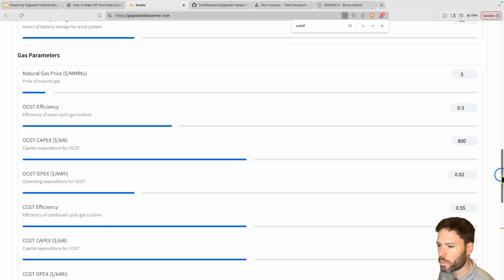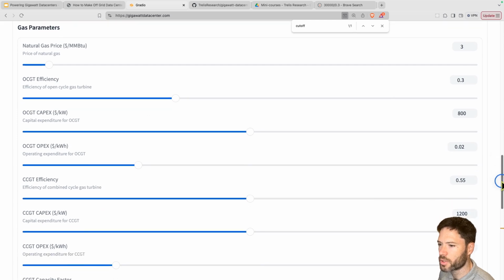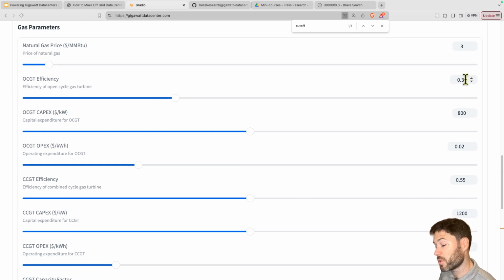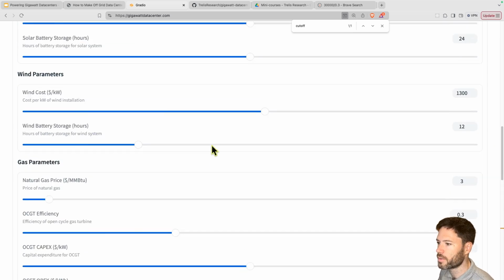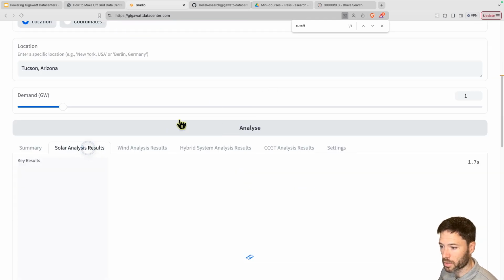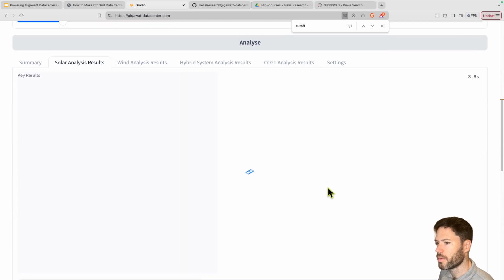I'll take a look at the open cycle gas turbine numbers. So we've got the capex is $800 per kilowatt, the opex is 2 cents per kilowatt, and the efficiency of the open cycle is 30%, instead of 55%. So with that, we can run for Tucson and take a look at the solar analysis results coming up here.